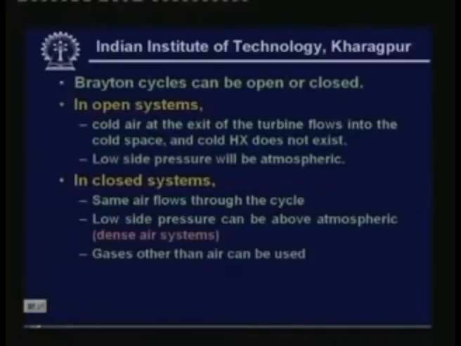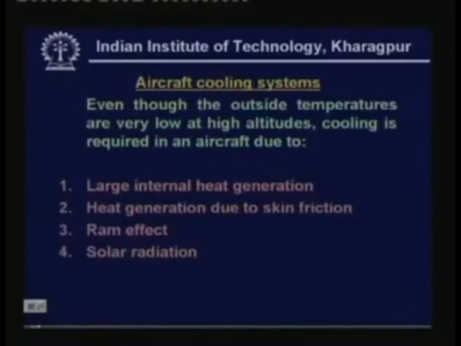Now let us look at aircraft cooling systems. So, why do we need air conditioning or cooling in an aircraft? We know that as you go up, typically aircraft will be flying at very high altitudes. It could be as high as, let us say, 10 kilometers or even more. As you know, as you go up, the temperature and pressure both reduce. In fact, at an altitude of 10 kilometers, the outside temperature can be as low as minus 30 or minus 40 degrees centigrade. When the outside temperature is so low, why do you need a cooling system?